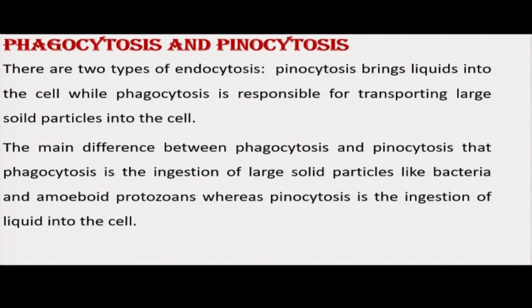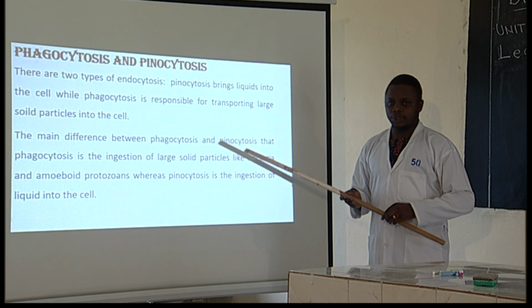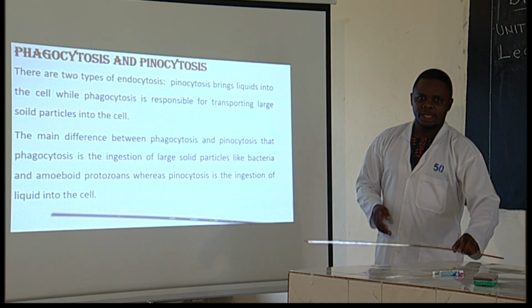We have seen two types of endocytosis: phagocytosis and pinocytosis. Phagocytosis is about cell eating. Pinocytosis is about cell drinking. Let us take an example of phagocytosis in our body.